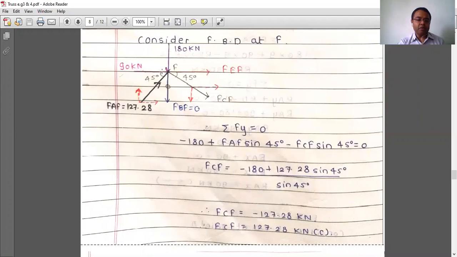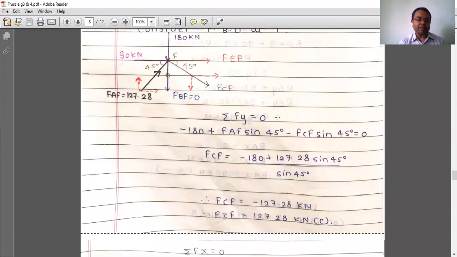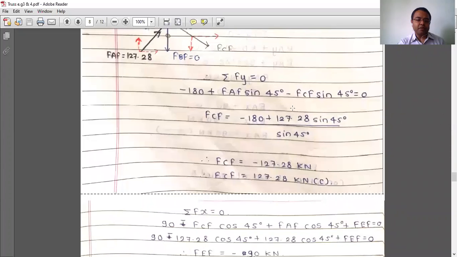Compression means arrow toward joint. Okay. So now to this diagram, apply summation Fy equal to 0 and summation Fx equal to 0. Again, apply summation Fy equal to 0. Here you are getting a minus answer. So minus means the assumed direction is wrong. You can find it again, just put the opposite of it. Opposite of minus is plus. Opposite of tension is compression.